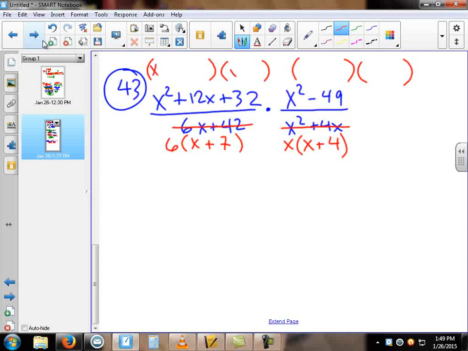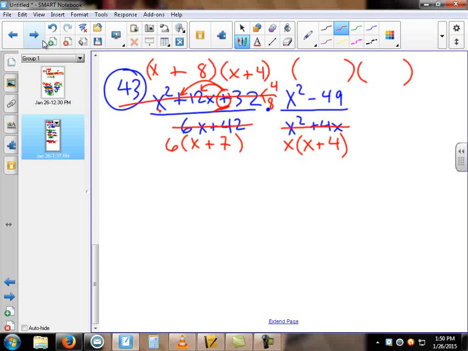This is x and x. That took care of my x squared. And I need factors of 32 that add up to 12. And that would be 4 and 8. I put a 4 in one of them and 8 in the other. Because 32 is positive, they're the same sign. And to get a positive 12, I need plus plus. So that's been factored. Then over here, x squared minus 49 is a special case, so I'll cross that out.